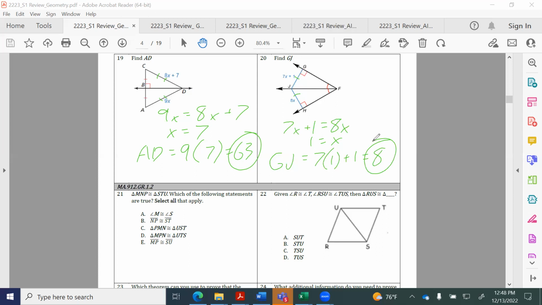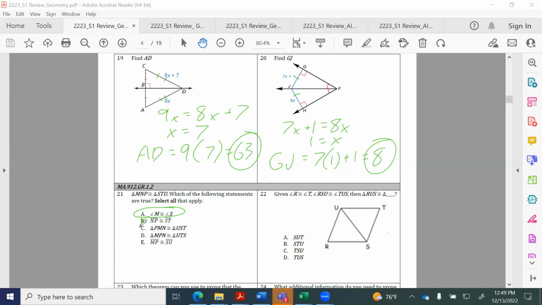Alright, on 21, we have the two triangles are congruent. Which of the following statements are true? So select all that apply. So again, all of the corresponding pieces must be congruent in that statement. So on here, M and S are both at the start of that statement. So those two are congruent. NP's at the end, ST's at the beginning. That one doesn't work.